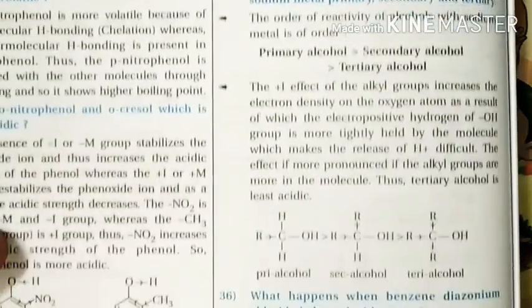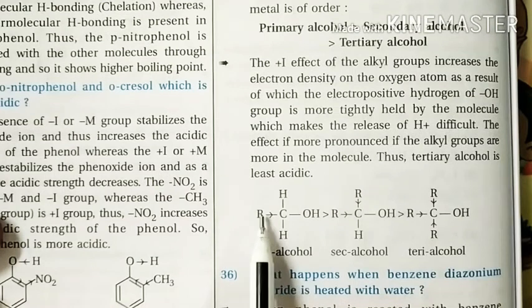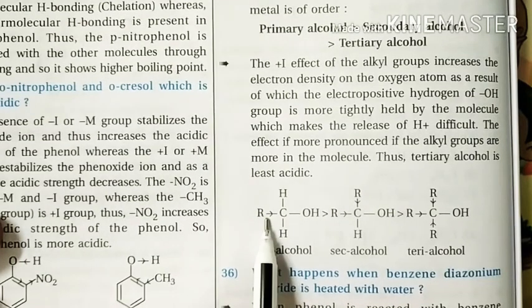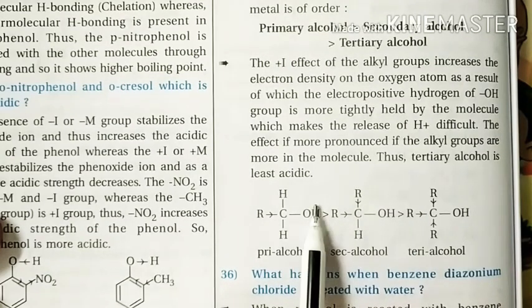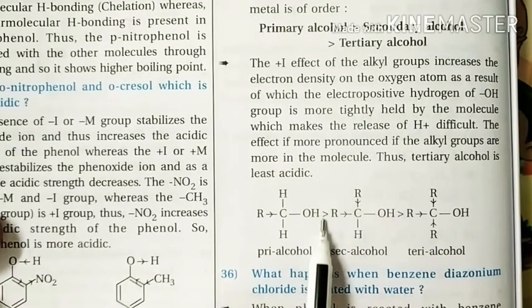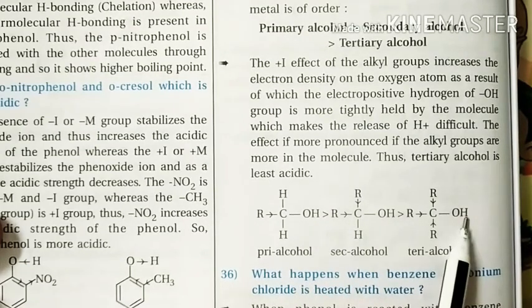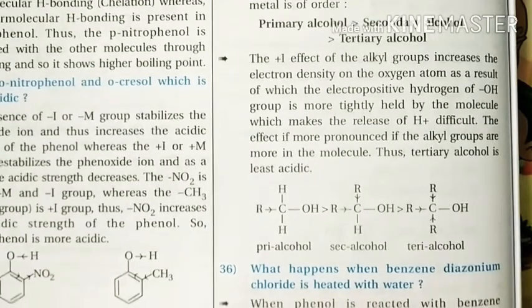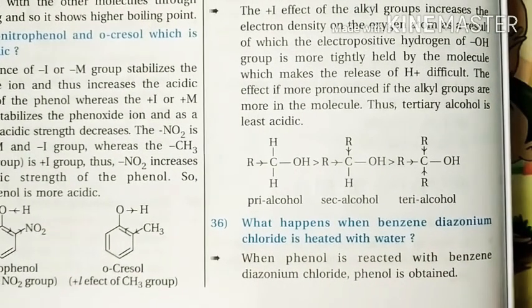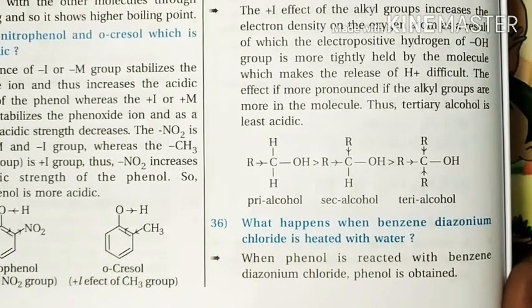Look, in the case of primary alcohol, there is only one R group, so it is an electron donating group, plus inductive effect. Here double plus inductive effect, triple plus inductive effect. It means that the partially positive charge on H is decreasing in nature. So acidity is decreasing, and our sodium, potassium is basic in nature, so the tendency is decreasing.